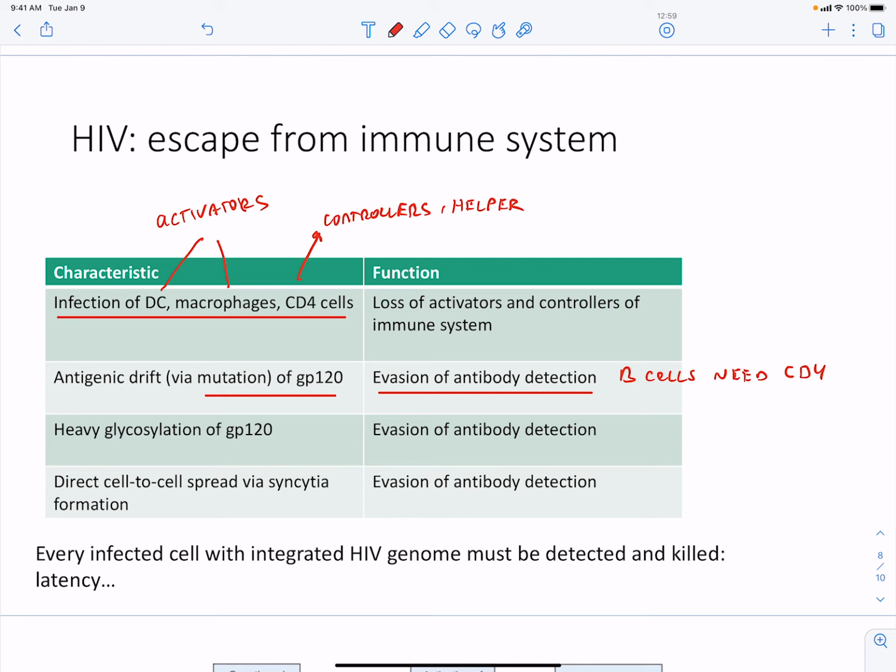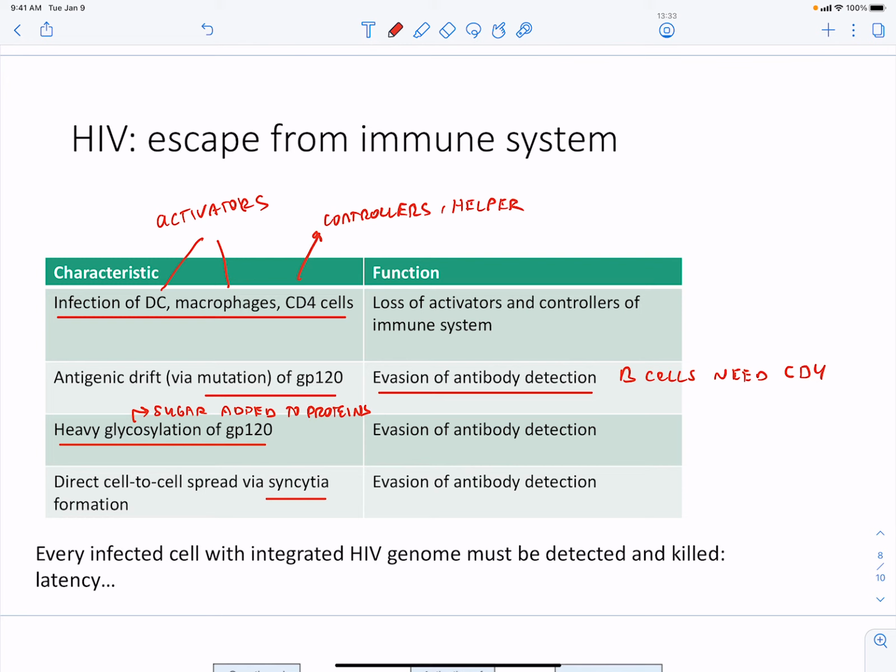So when you lose CD4 T cells, you're also going to lose the ability to make antibodies to keep up with HIV. There's also going to be heavy glycosylation. Glycosylation is adding sugars to proteins. And sugars kind of coat the proteins and they hide the proteins from the immune system and from antibodies. You also have that syncytia formation we talked about, direct cell-to-cell spread, which can evade the antibody response and evade neutralization of the actual virus.